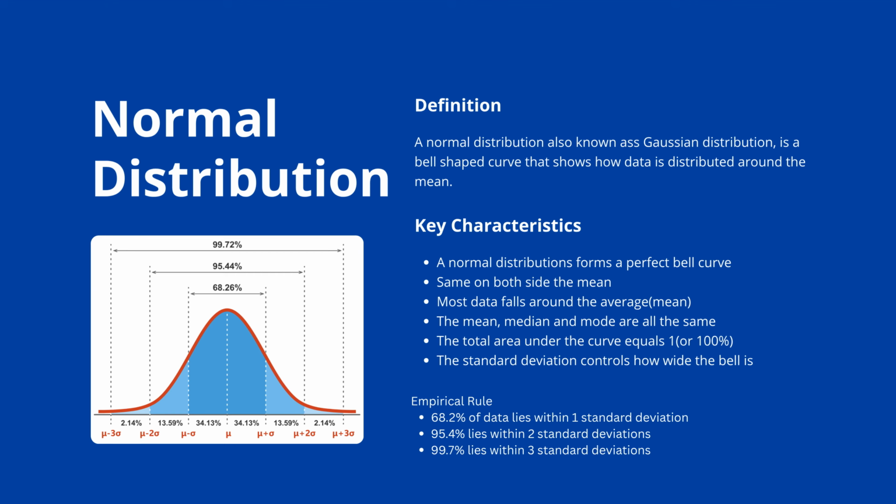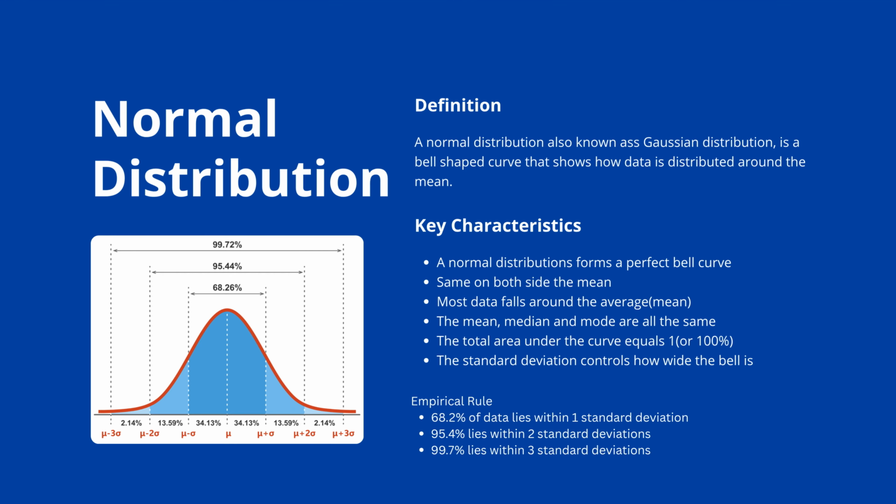95% falls within two standard deviations, and 99.7% falls within three standard deviations. This rule helps us quickly estimate how spread out your data is and whether any values are outliers. It's especially useful in fields like quality control, finance, and data analysis.